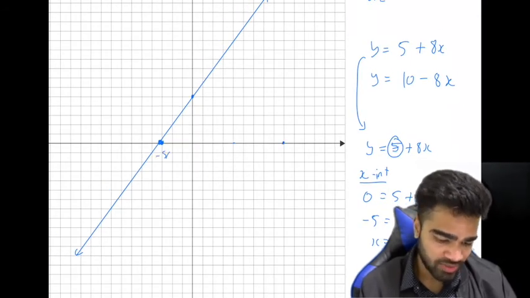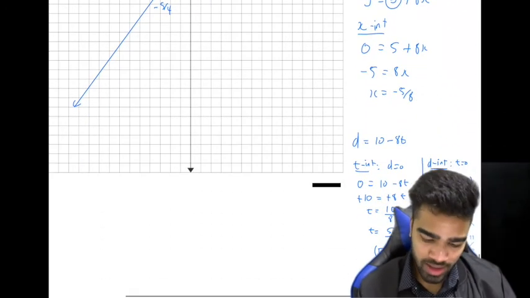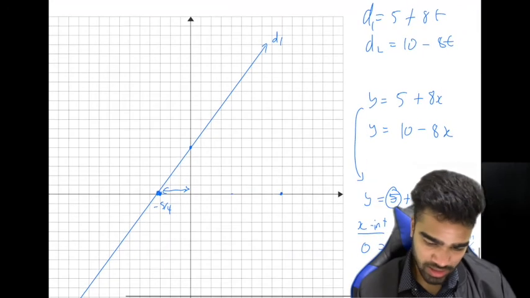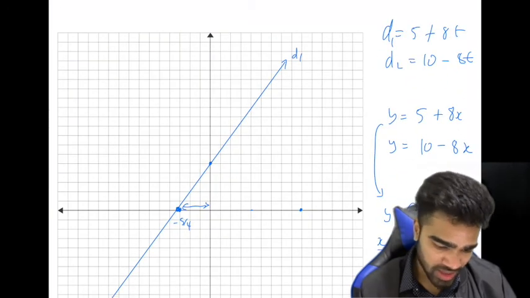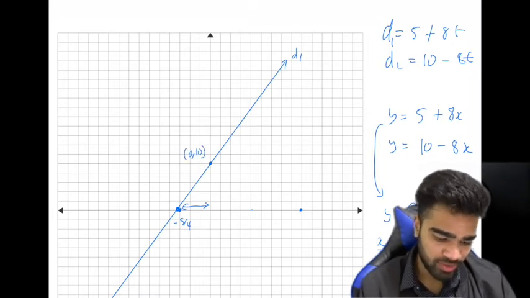Sorry, because if this is negative 5 on 4, it would be double that distance to the right. And we have 0 and 10. So that first one was 0 and... oh yeah, so 0 and 10. So it has to go to this coordinate. All right, because remember, this is 0 and 10 we got from the first graph.